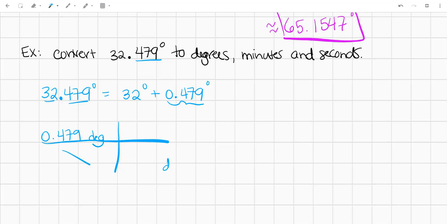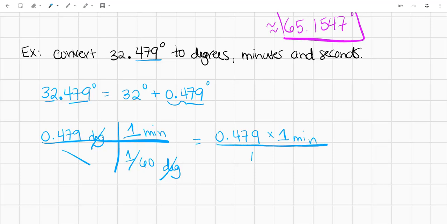Nothing below it, but adjacent below it's going to be in degrees. Since I'm trying to convert into minutes first, I know that 1/60th of a degree is equivalent to 1 minute. So the degrees cancel and I'm left with minutes as my leftover unit. I can rewrite this as 0.479 times 1 minute divided by 1/60.